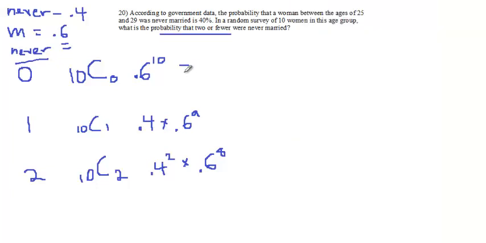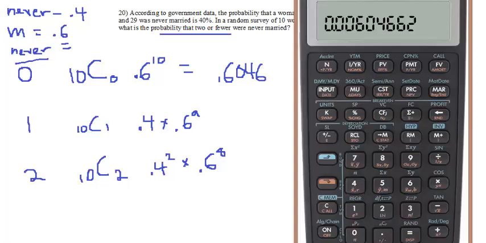0.006046. So I'll write that down, 0.006046. All right, we'll leave it to 4 places. That should be fine. Now the second one, so we'll clear it. The second one was 0.4 times 0.6 to the 9th power, so we'll do 0.6 to the 9th power, using the y to the x function, which is that number. Then we have to do times 0.4 equals that. And then we have to multiply by 10, because 10C1 is 10.